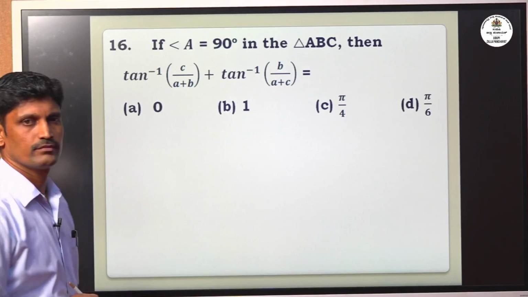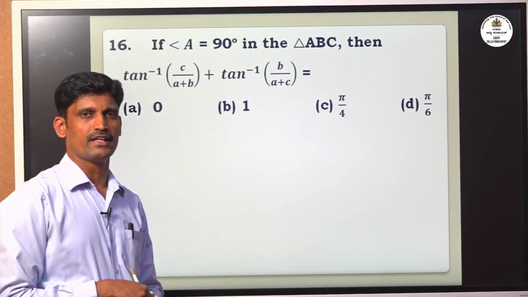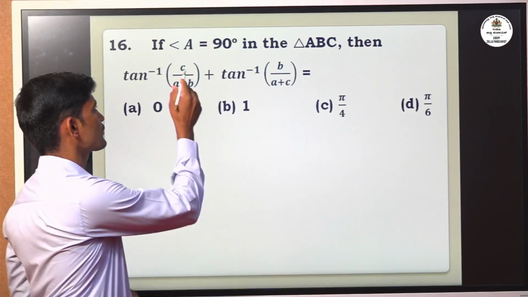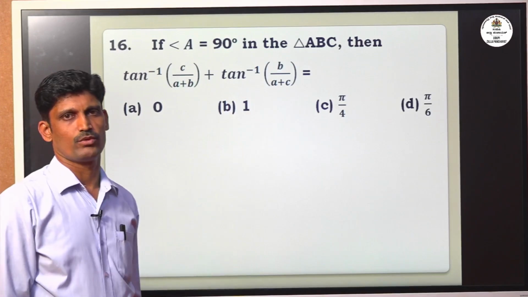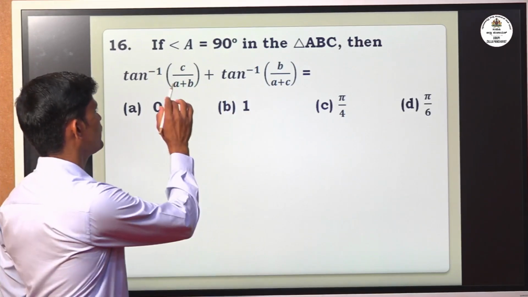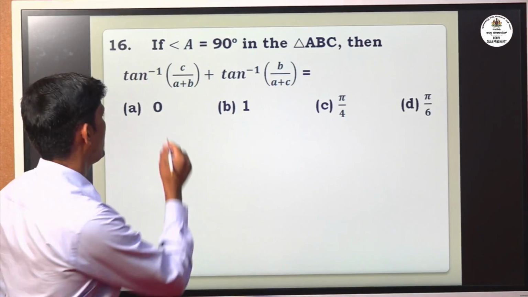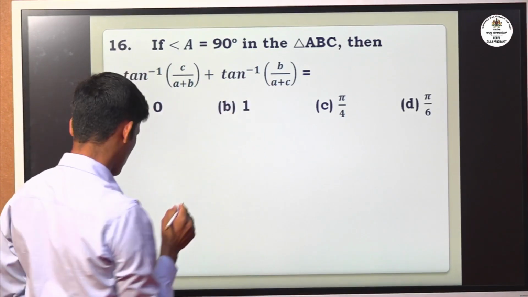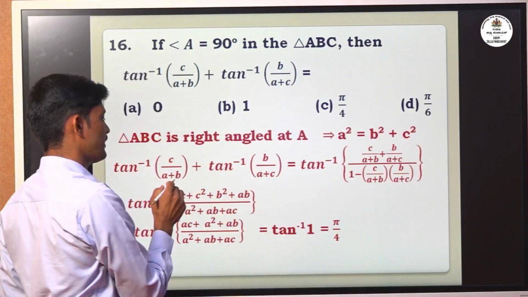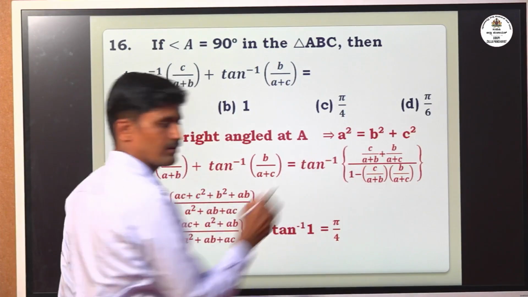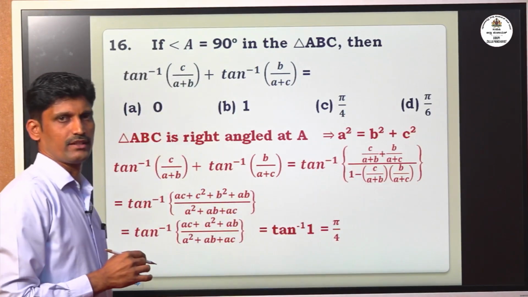Next, 16th question. If angle A is equal to 90 degrees in the triangle ABC, then tan inverse of C by A plus B plus tan inverse of B by A plus C is equal to. You can tell just by looking at this question that we have to apply the tan inverse x plus tan inverse y formula. Applying it, this is tan inverse of (x plus y) by (1 minus x into y), with x = c by (a plus b) and y = b by (a plus c).